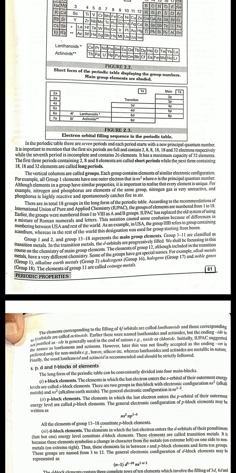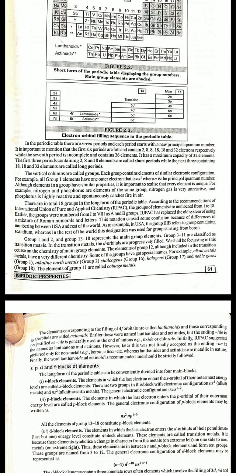The vertical columns are called groups, each group containing elements of similar electronic configuration. For example, all group 1 elements have one outer electron, that is ns1, where n is the principal quantum number. All the elements in a group have similar properties. It is important to realize that every element is unique. For example, nitrogen and phosphorus are elements of the same group. Nitrogen gas is very unreactive and phosphorus is highly reactive and spontaneously catches fire in air.